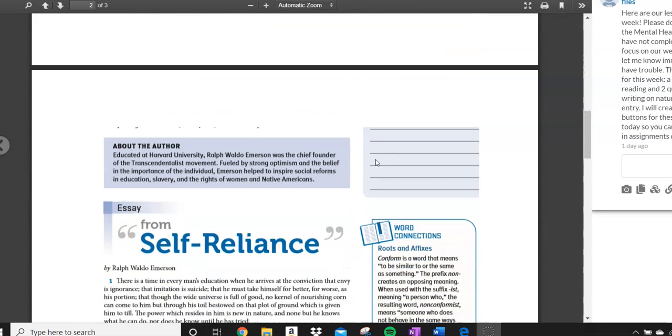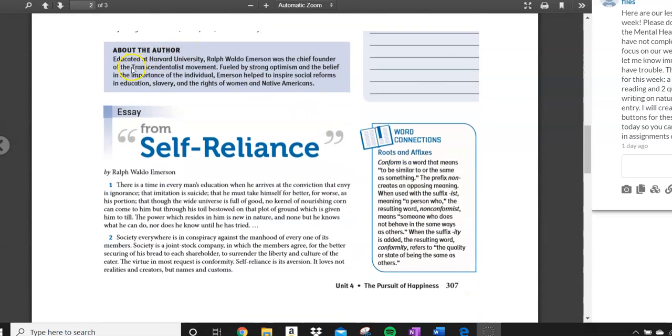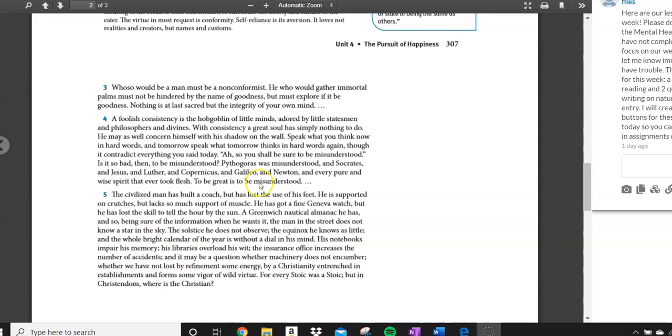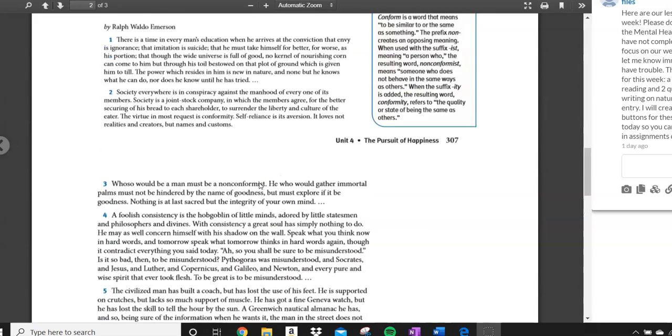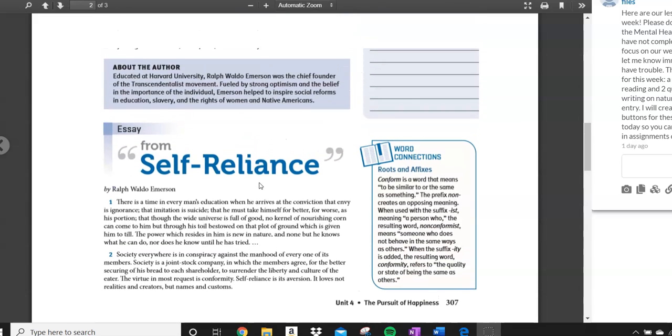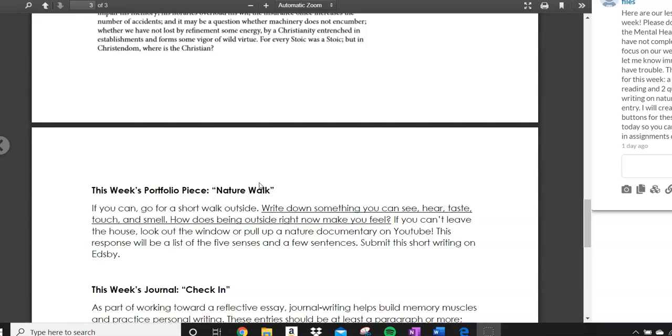So if we keep scrolling down, here's the entire text. We have a little bit of info about the author. We have the text Self-Reliance goes down onto here, and that's it. Just 5 paragraphs. I am going to do just a quick reading of this to make sure we're all on the same page, but that's going to be in a separate video.